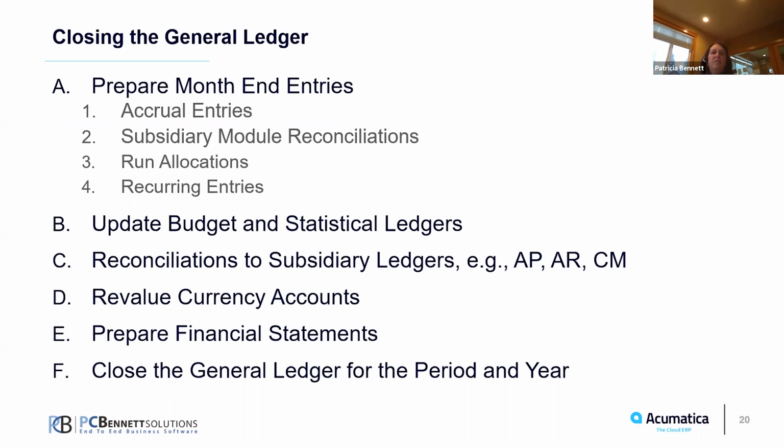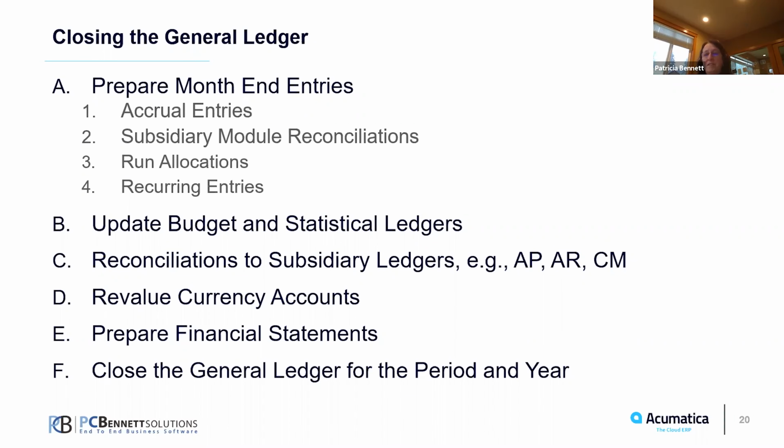When you're done with all this, then we get to the general ledger. And when it comes to the general ledger, some of you are running allocations where you take certain accounts and then at the end of every month, you allocate it to different departments or different branches, whatever it is. Go ahead and run those, any recurring entries. Make sure, obviously, that you've reconciled all the subsidiary modules. Update budgets and statistical ledgers if they need to be updated. And then you close the general ledger period.